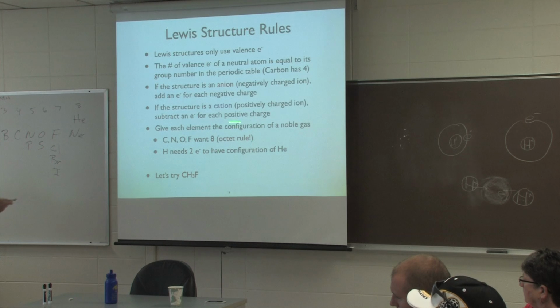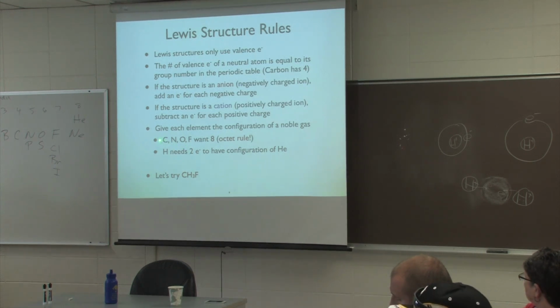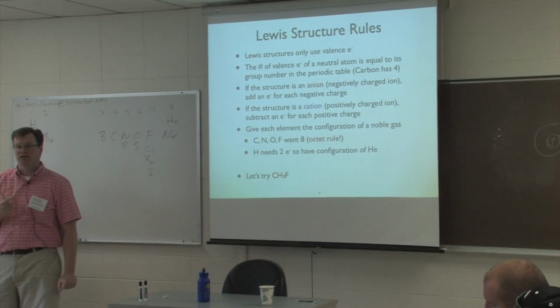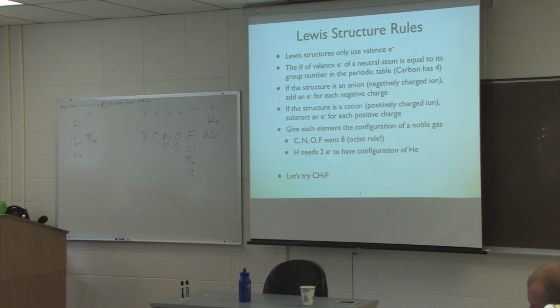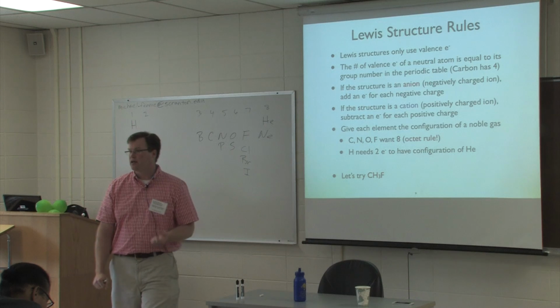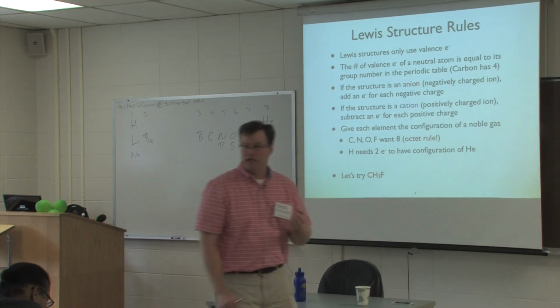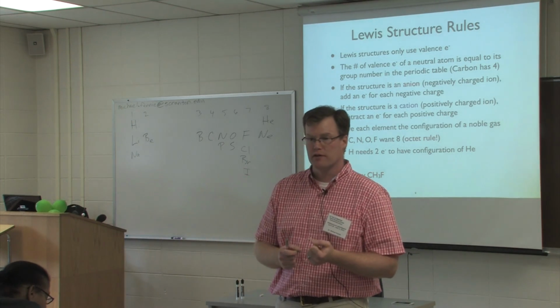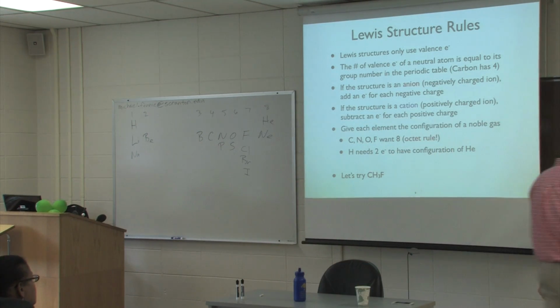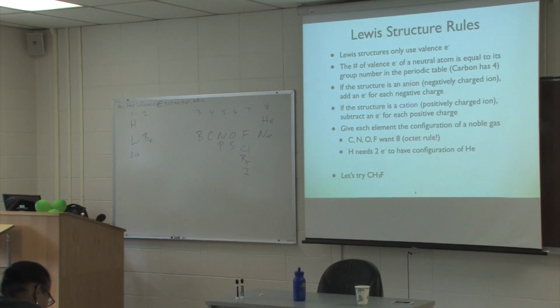Our goal here, at least initially, is to give each element in our molecule the configuration of a noble gas. Atoms in our second period of the periodic table are going to want to have 8 electrons around them. Hydrogen, again, only needs 2 to have an isoelectronic configuration with helium, to have helium's electronic configuration. Does that make sense? All right, so let's try a simple one. Let's try methyl fluoride, CH3F.